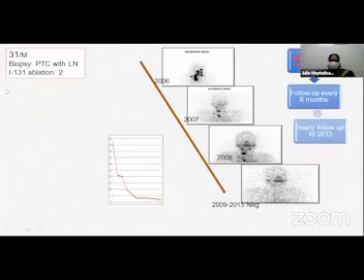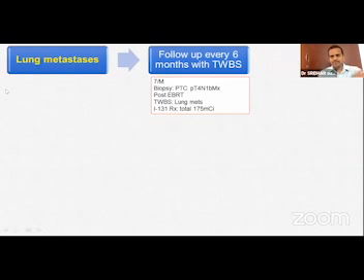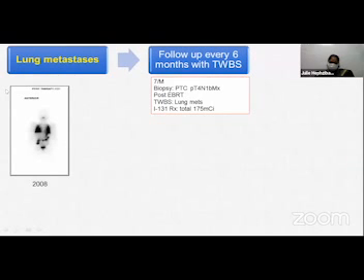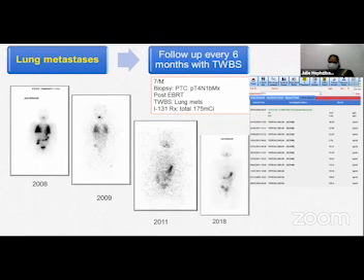Yeah, another patient with lung metastasis is a 7-year-old boy who was diagnosed with advanced disease, and you can see that his whole body is showing uptake in both the lung fields. On subsequent follow-up, you can see that the lung fields have been cleared, and he's been followed up for more than 10 years now, and the thyroglobulin has also significantly reduced.